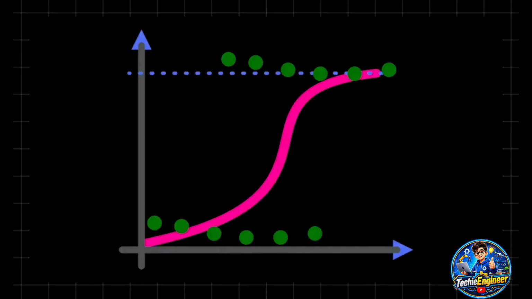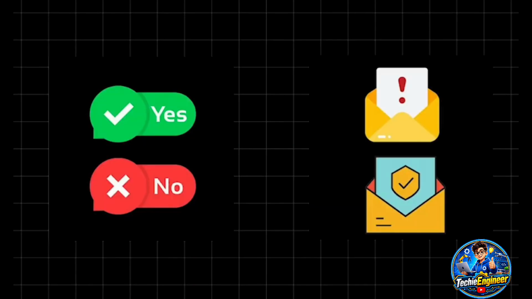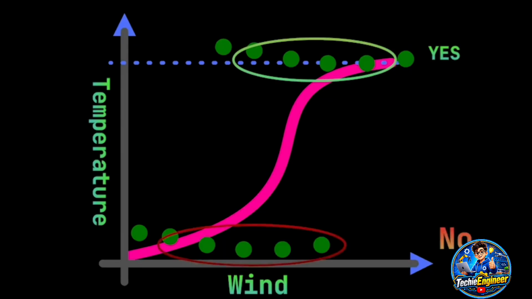Logistic regression, a classic in machine learning and a go-to for binary classification. Don't be tricked by the name. It's not for regression, but for predicting categories like yes or no, spam or not spam. Picture this. You're guessing if it'll rain based on temperature and wind. Logistic regression takes those inputs, blends them with weights, and uses the sigmoid function, a special curve, to turn them into a probability between 0 and 1. Above 0.5, it's yes. Below, it's no.